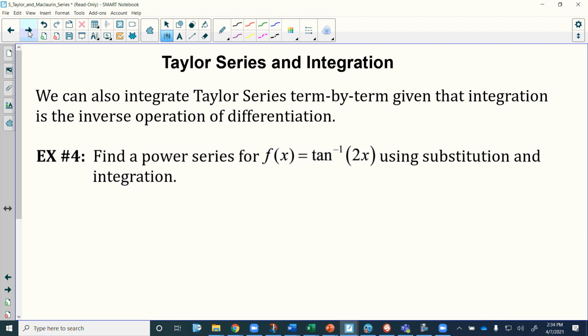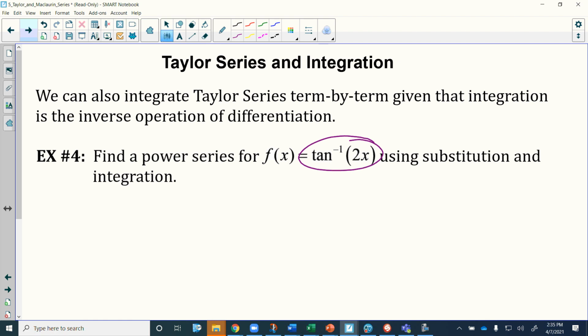So find a power series for the function f of x is equal to the inverse tangent of 2x using substitution and integration. Now here again, this is why I'm saying that you can't just keep the blinders on and say, okay, well it said to use integration, so how am I going to integrate this? Well, let's think about what we know about inverse tan or arctan of 2x.